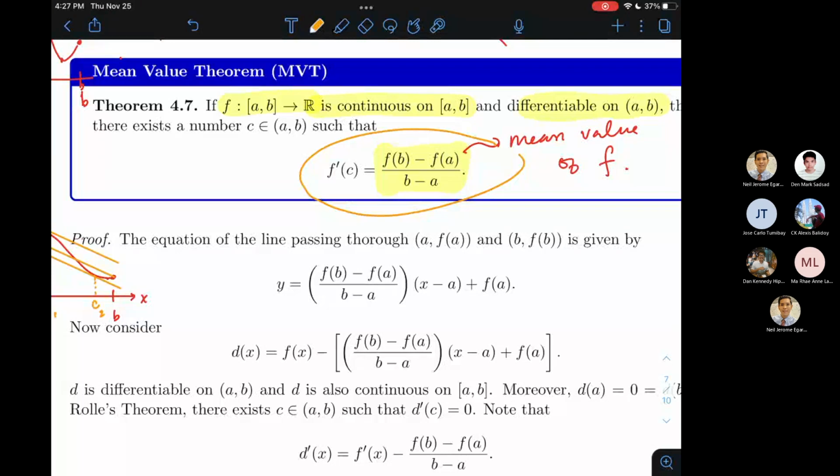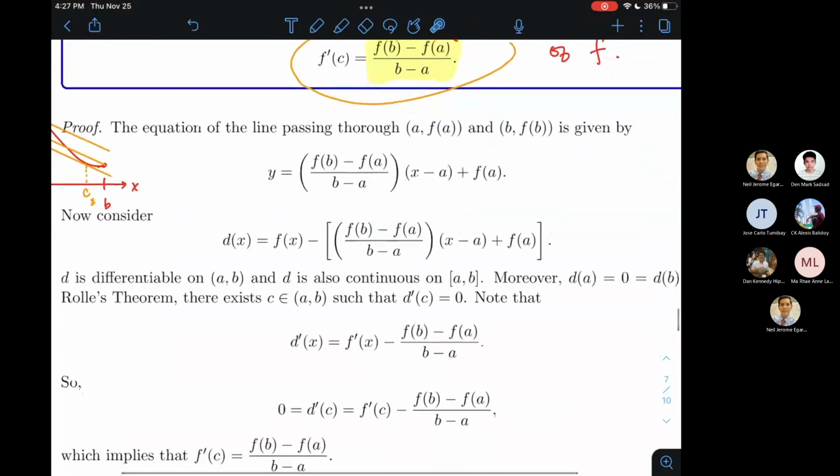Okay? Pero I can manipulate it a little bit. Makita nyo dun sa proof kung ano yung ginawa para ma-force yung issue na mag-apply si Rolle's Theorem, and at the same time, I'm gonna get this conclusion. Okay? How was it constructed? Well, we considered the line passing through the endpoints. So ito yung drawing natin kanina.